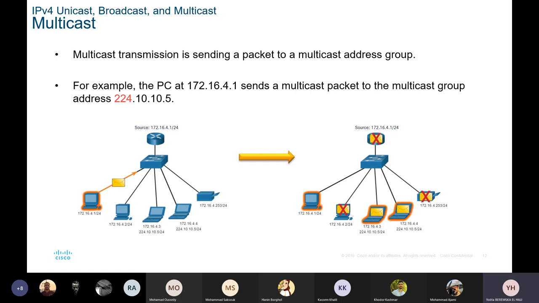In which cases do we use multicast? For example, video on demand, like Netflix or some other application. Usually you request some movie, and this is your group that wants to watch this movie or some video. The source will provide this video to these users, and they will be receiving the video using their multicast addresses.